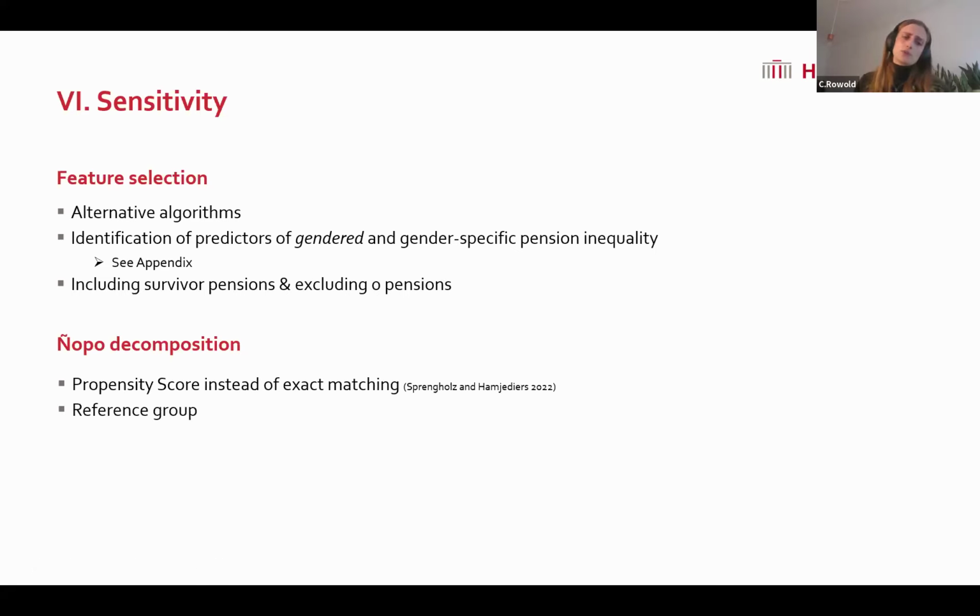Okay, and then for the Newport decomposition, probably the most important robustness check is to relax the matching technique by using propensity score matching suggested by Sprengholz and Hamiedes. And doing this again, results stay pretty robust, with the exception of this DB component, this blue part, that the gender pension gap is driven by unmatchable men with high education. That is pretty reduced when relaxing the matching.